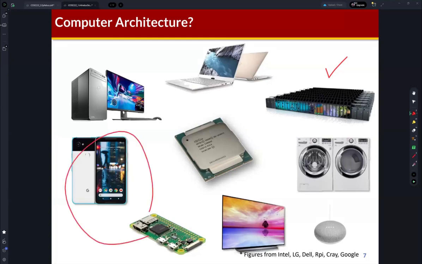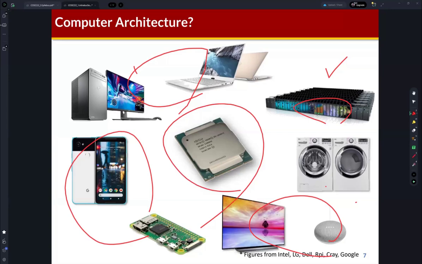Mobile phones, electric devices, so you can find the washing machines here, and then conventional computer systems such as laptops or desktops, and then large data center infrastructure. The common part is a processor. Okay. Then what is a processor?